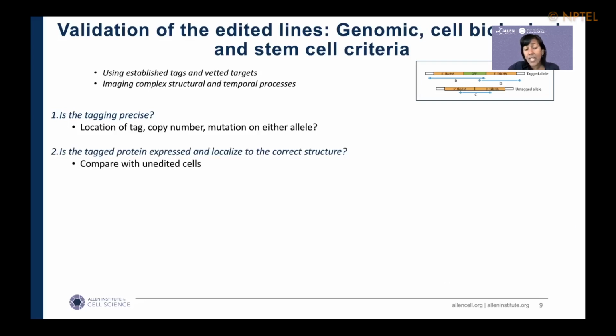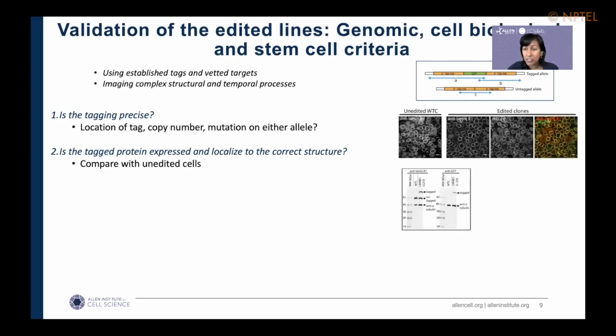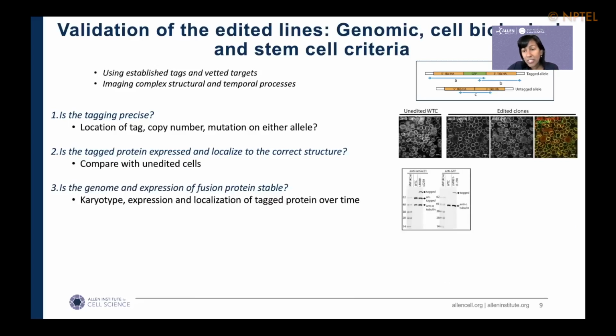We ask, is the tagged protein expressed and localized to the correct structure? For example, if we tag the microtubules, we don't want to see the fluorescence all in the nucleus, right? So we compare this with unedited cells, and we also do Western blots to make sure the expression level is correct. And we ask if the protein is stable, by growing the cells for many, many passages or many, many life cycles, and ask if the tagged protein is still there. And we also make sure the genomic stability is okay, meaning all the chromosomes are still intact, and that's by doing an experiment called karyotyping.